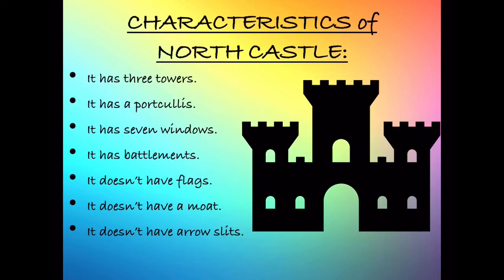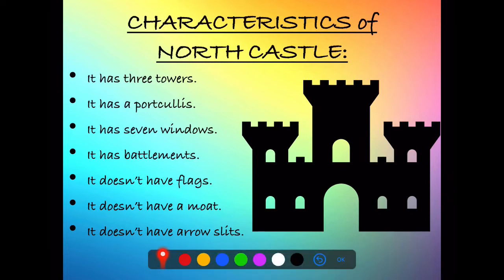It has 3 towers. Can you see them? 1, 2, and 3. It has a portcullis. It's here. It has 7 windows. 1 here in the middle, 1, 2, 3 on one side, and 1, 2, 3 on the other side. They all add up to 7. It also has battlements. Remember, these are the battlements.